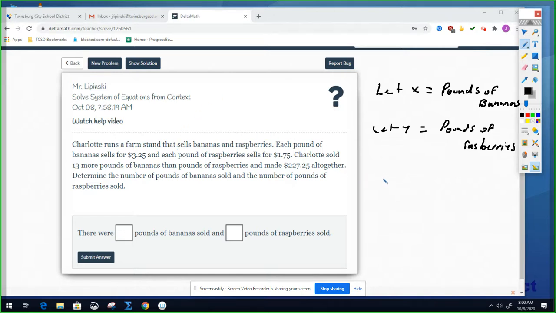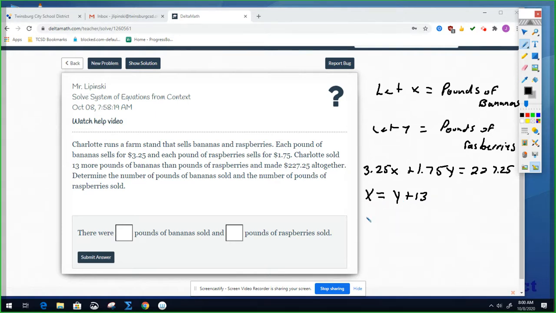So I'm going to write my money equation. My money equation is $3.25 per pound, which is x, plus $1.75 per pound of raspberries, and that's going to equal the total amount of money, which was $227.25. Then my second equation deals with the next statement. Charlotte sold 13 more pounds of bananas than pounds of raspberries. So I'm going to have pounds of bananas is equal to the raspberries plus 13, because she sold 13 more pounds.